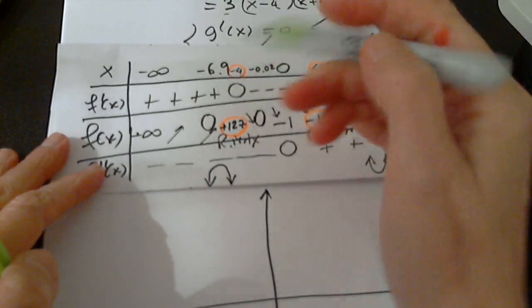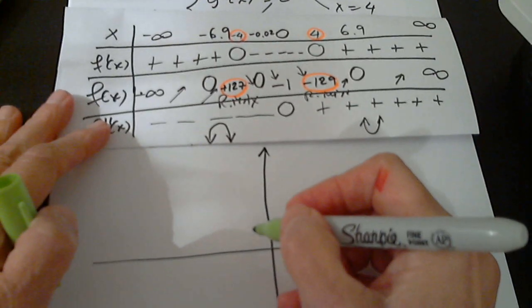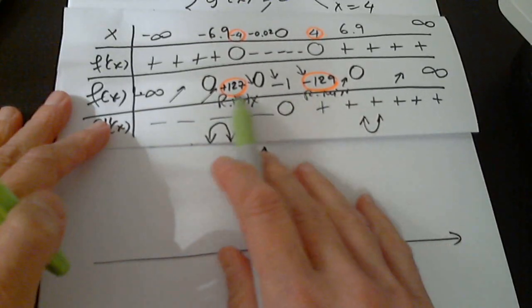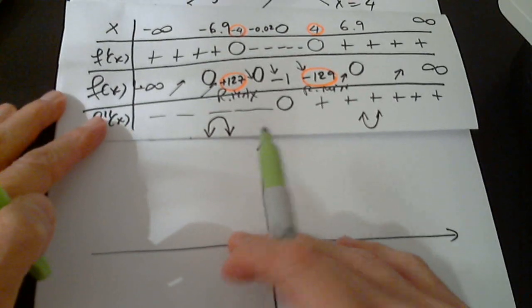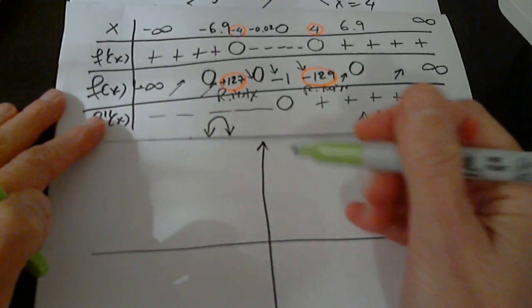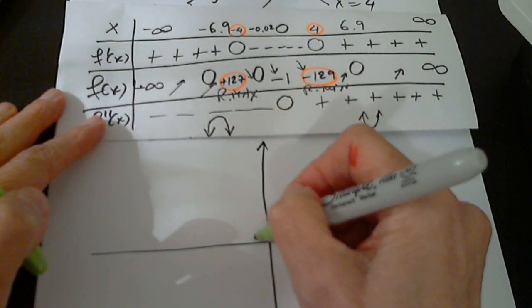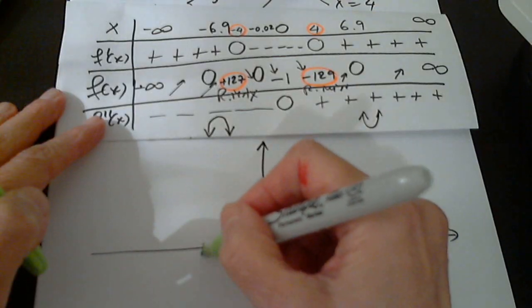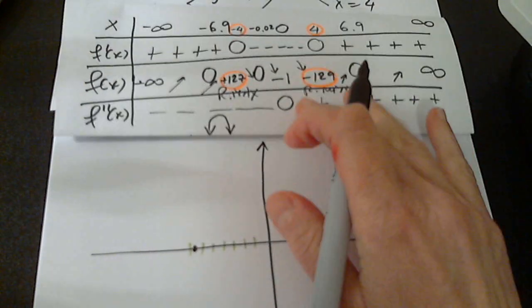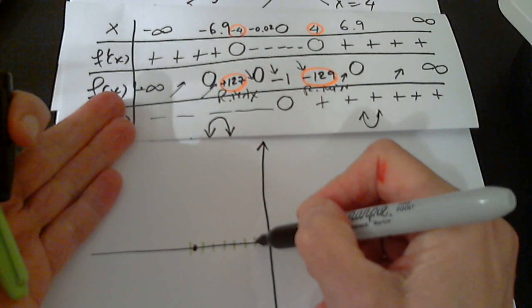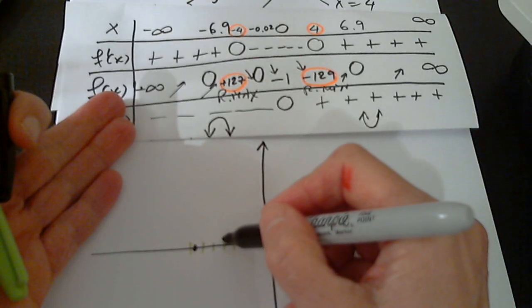Negative 6.90. I'm going to use a different scale here for the y-axis because I can't get to 127 and negative 129. So 1, 2, 3, 4, 5, 6, 7. So here is the first point. And negative 4. 1, 2, 3, 4. Here's negative 4.